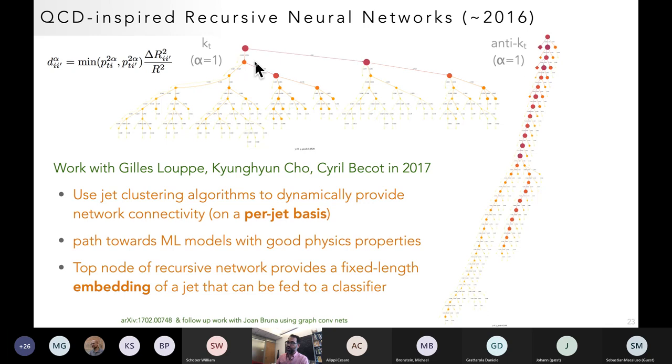I'll point out, though, that when you run this clustering algorithm, there's a hyperparameter alpha. When it's set to one, you get trees that look like this. If you set it to -1, you get trees that look very, very different. This is more like the physics. In principle, you have this hyperparameter you have to deal with.